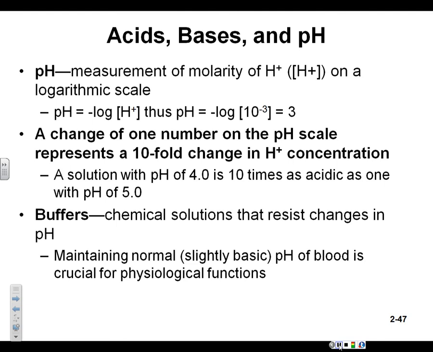to 3. Alright? So every time you go up 1, you increase the acidity 10 times. If I go up 2, that's 100 times more acidic. If I go up 3, 1,000 times the acidity. So the normal pH of blood is 7.35 to 7.45. Right? So what does it mean?